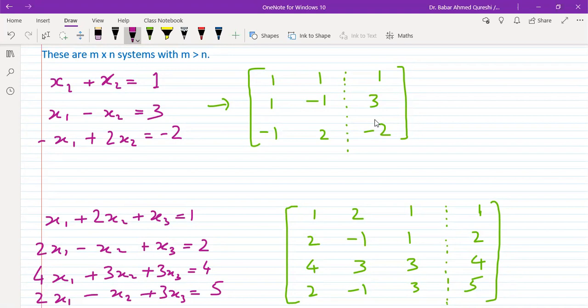So for the m by n systems, you have m greater than n. So the coefficient matrix for these overdetermined systems will always have more rows. More rows, that's same as saying m is greater than n. More rows than columns in the coefficient matrix, this part, on the left hand side of the dotted line.